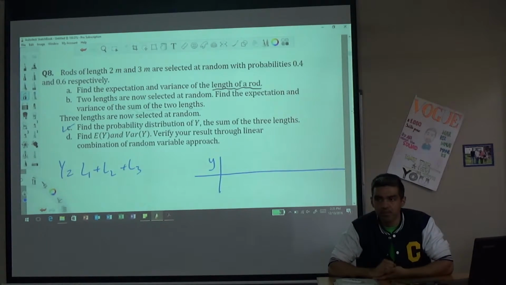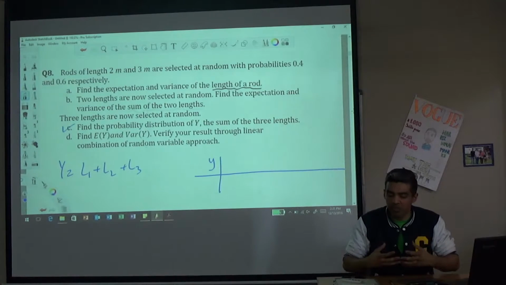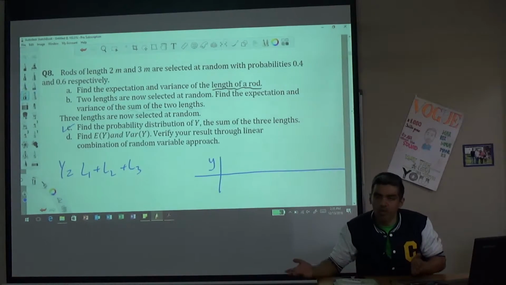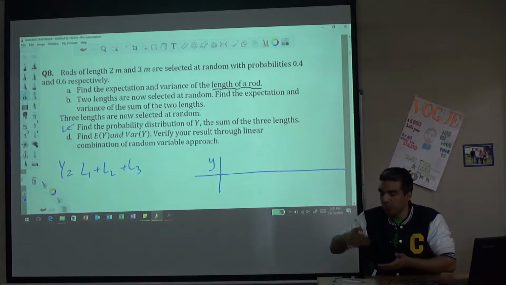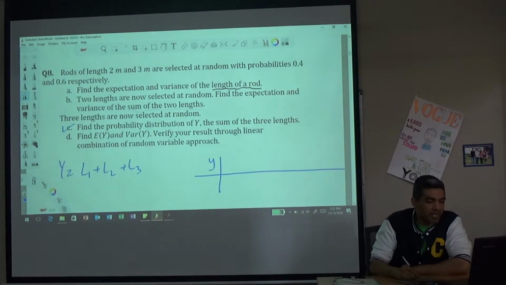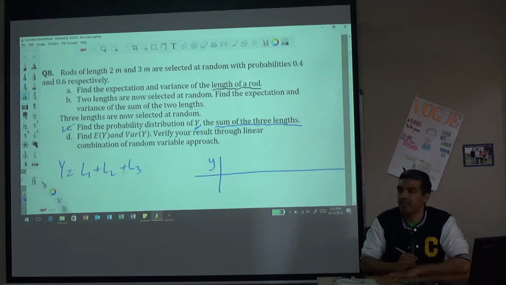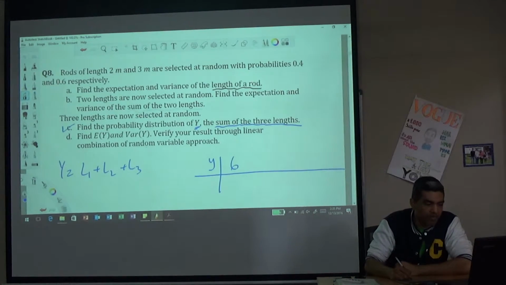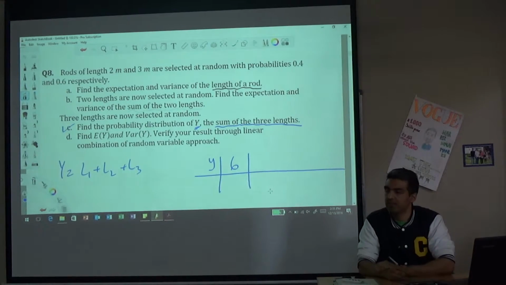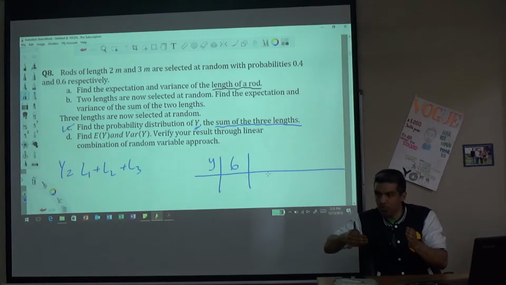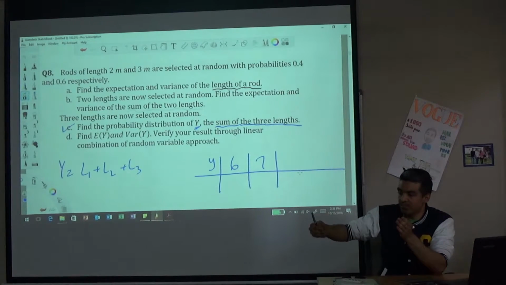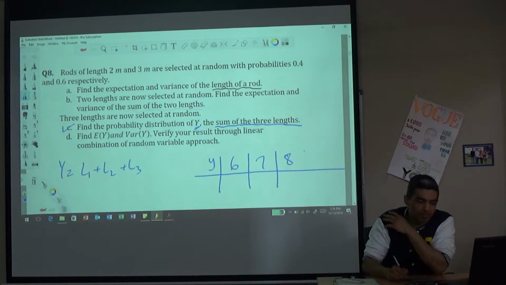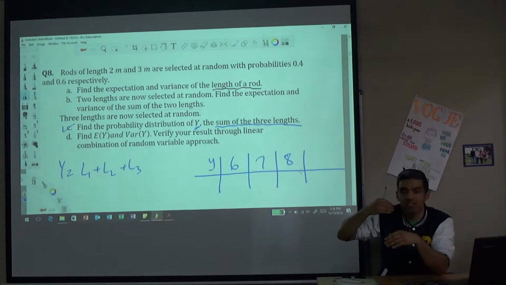So 3 lengths added. I'm saying if I want the shortest length, how would I get it? I want the shortest one, which is the 2 meter one. So 2, 2, 2 would give me your new random variable y, the sum of the 3 lengths. So what is the smallest value that this y can take? 6. 2 plus 2 plus 2, 6. Okay, so one value is 6. What's the one after that? 7. It would be 2, 2 and a 3. That's a 7. And what would be after that? 2, 3, 3, 8. And what would be the biggest sum that I have? 9. All 3 of them being 3, 3, 3, right?